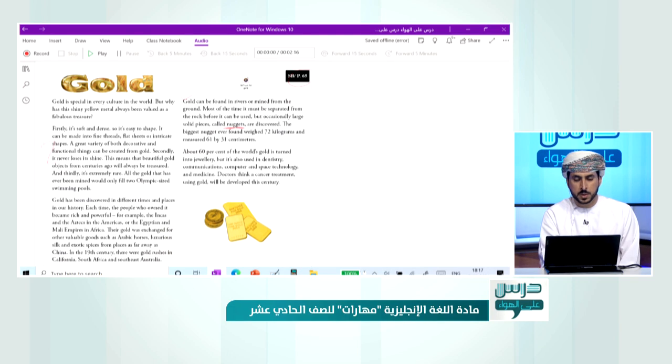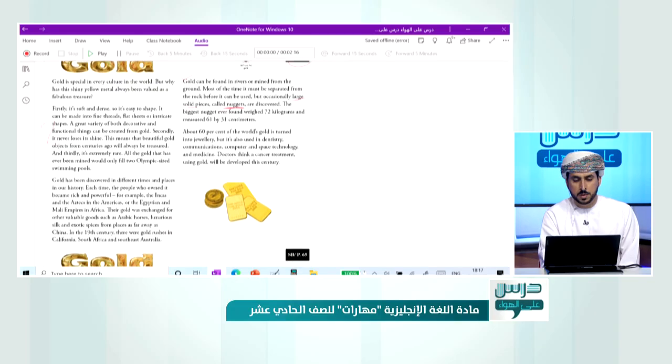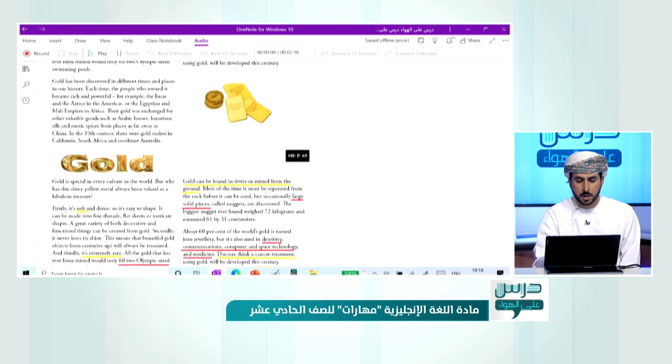The second question is about nuggets. Nuggets means large, solid pieces of gold. And the third question, the gold is also used in dentistry, in communications, in computer and space technology, and also in medicine. So this is the answer of these three questions.